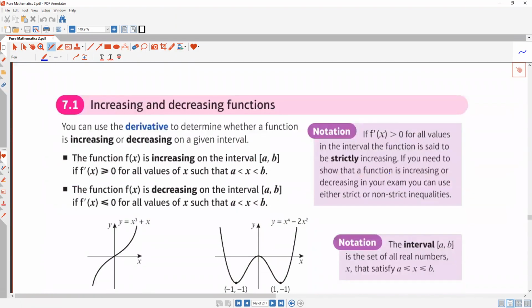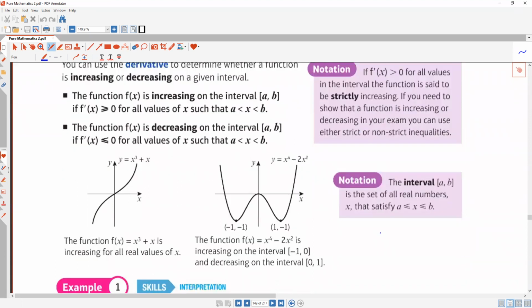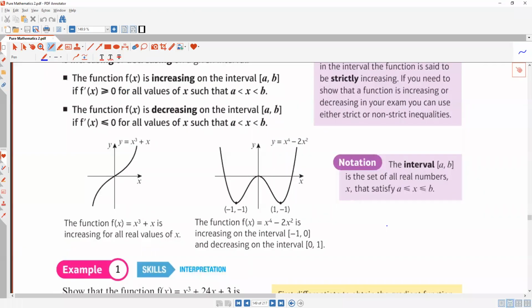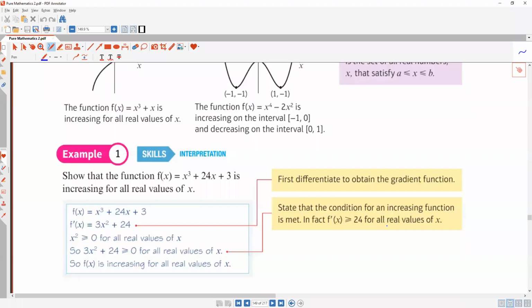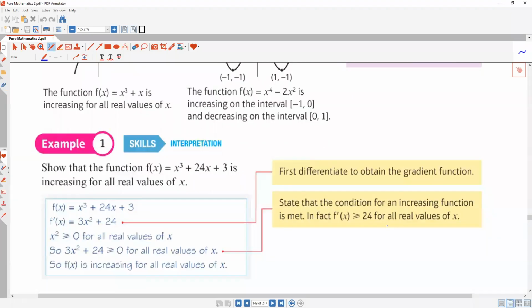Okay, so let's talk about how you can use the derivative to determine whether the function is increasing or decreasing in a given interval. For increasing, for all values of x. So let's try doing this. Example number 1. Show that the function f(x) = x cubed plus 24x plus 3 is increasing for all values of x. In such cases, all you have to do is differentiate it.